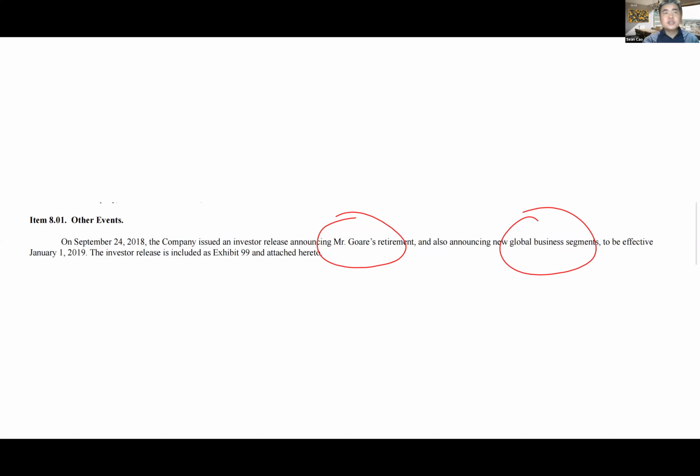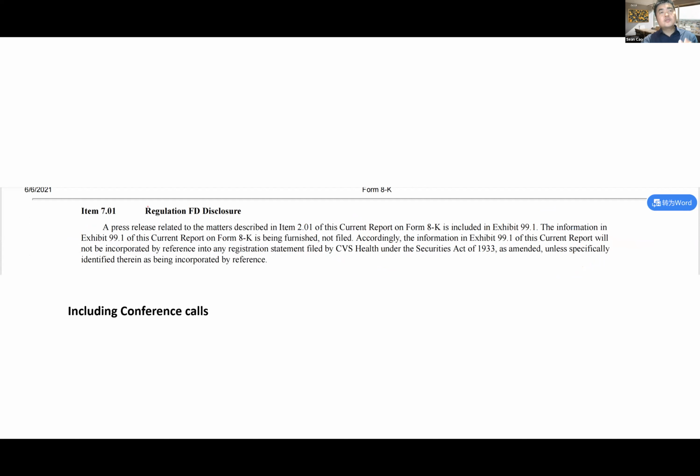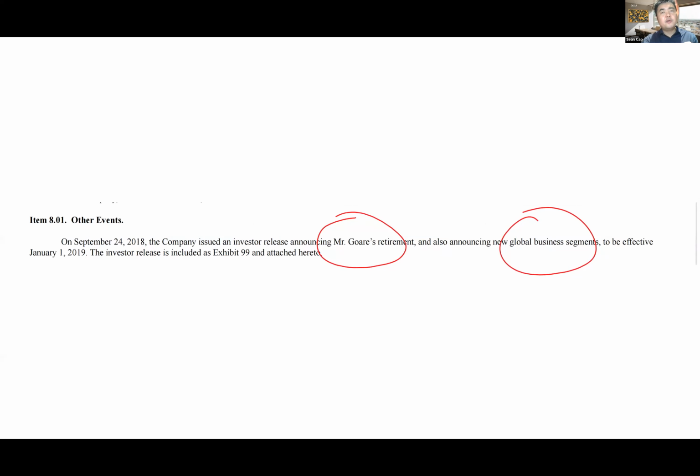So what I'm trying to say here is about the news that is going to item 7.01 and 8.01. The news volume is huge. There are a lot of firm news going to item 8.01 and 7.01. You can analyze that to help investors, to help managers.